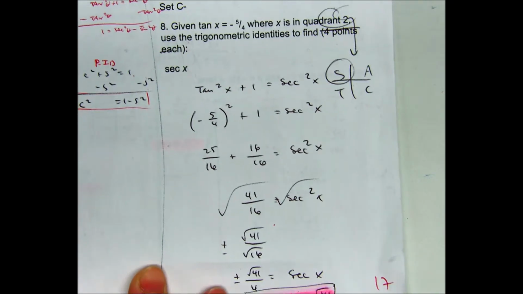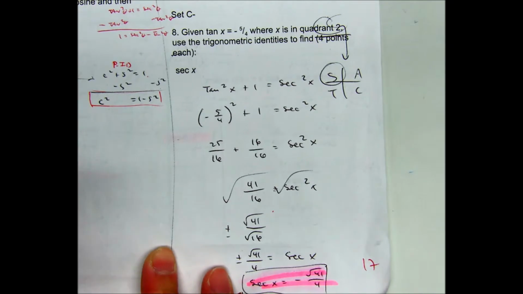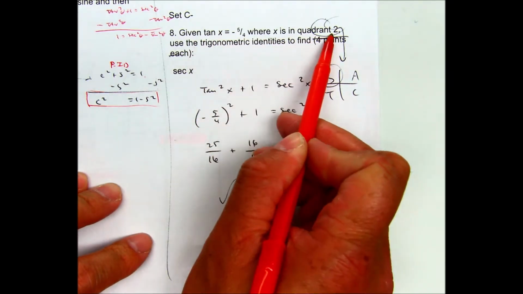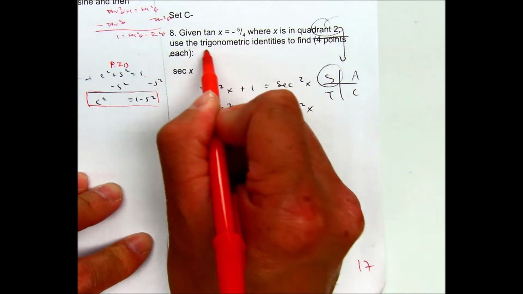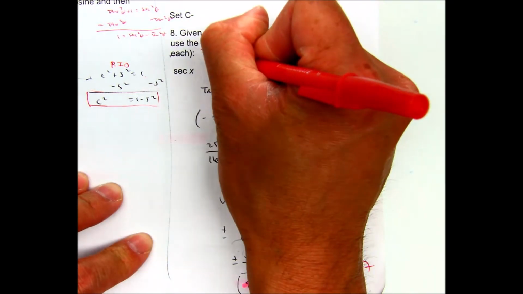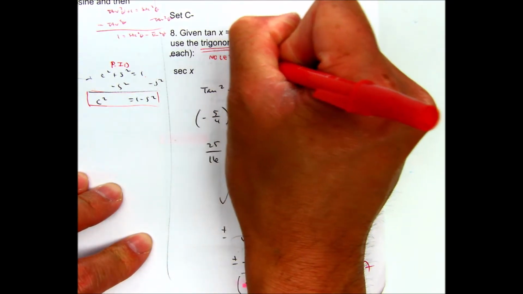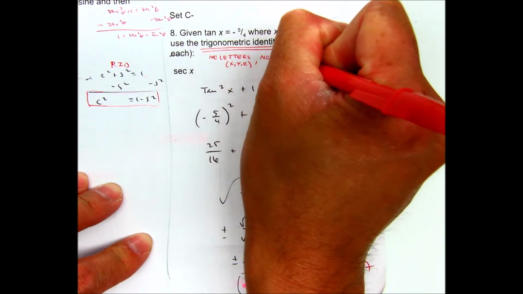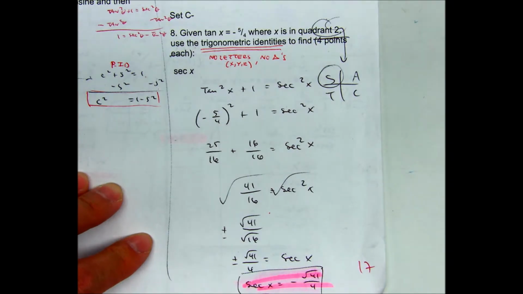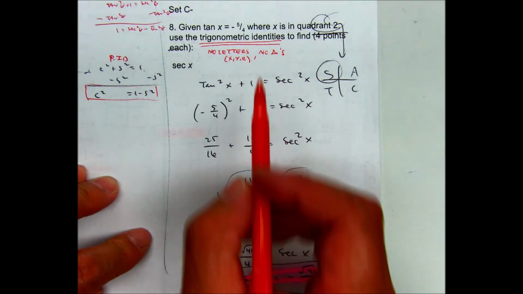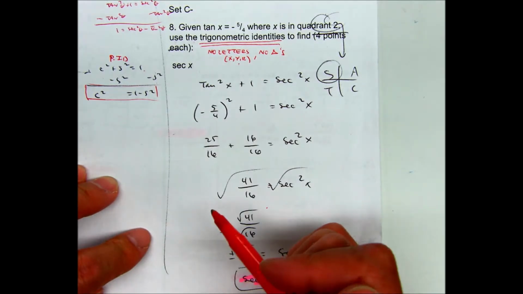Alright, a lot of students did this problem wrong, and I'll read it out loud. Given tangent of x equals negative 5/4, where x is in quadrant 2, use the trig identities. What does that mean? No letters x, y, and r, and no triangles. Okay? So if you have something on your paper, like you draw a triangle and you're using the Pythagorean theorem to find the letters x, y, and r, that would be inappropriate at this time.